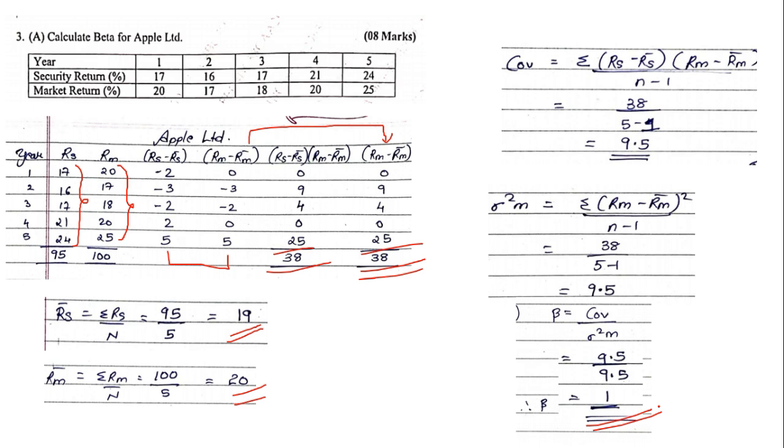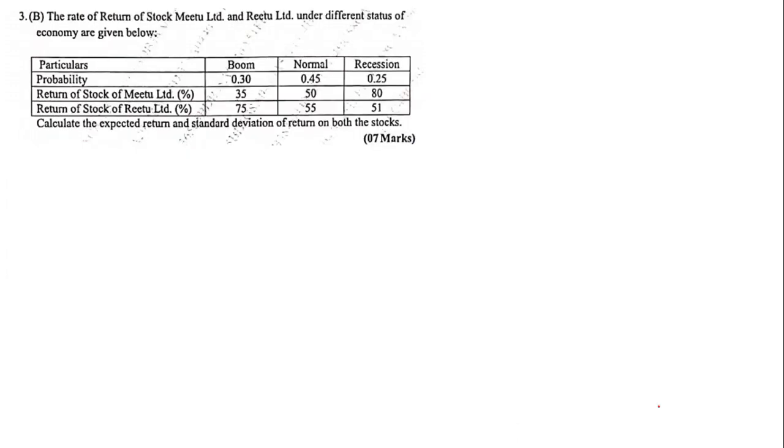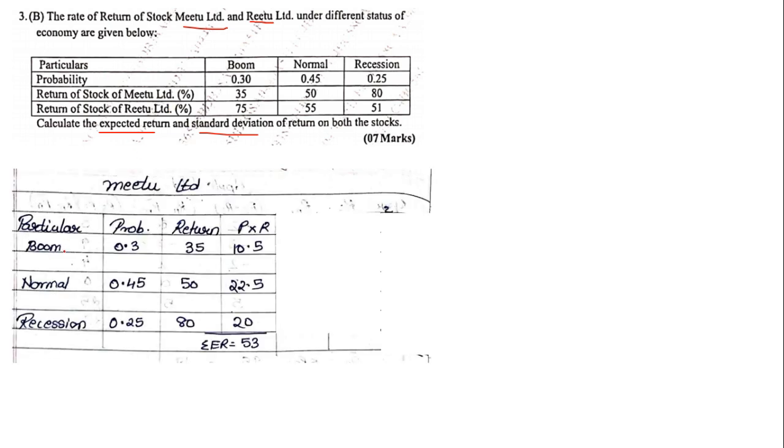Now the next question that appeared in the paper was question 3b. The rates of return of stocks Me2 and Re2 are given under different states, that is boom period, normal period, recession. You are required to calculate the expected return and standard deviation of both the stocks. They are giving you the return and the probability. We'll start with Me2 Limited. Under particulars we write the period: boom, normal, recession. Probability is 0.3, 0.45 and 0.25. Under returns: 35, 50 and 80.